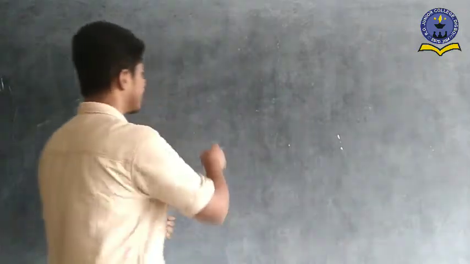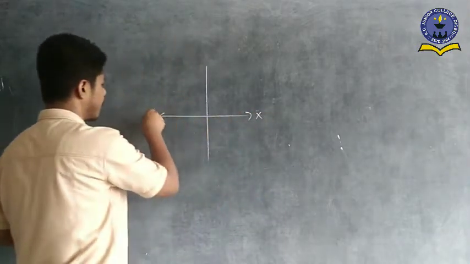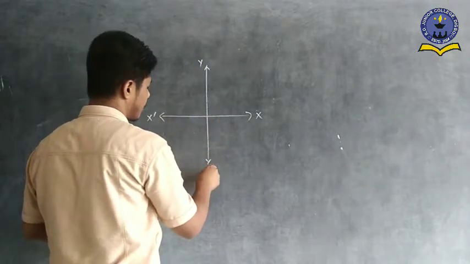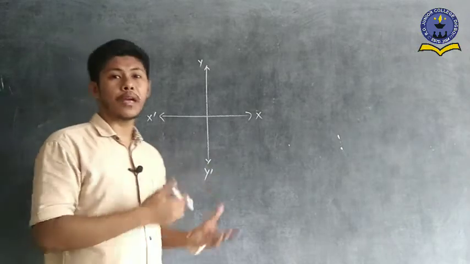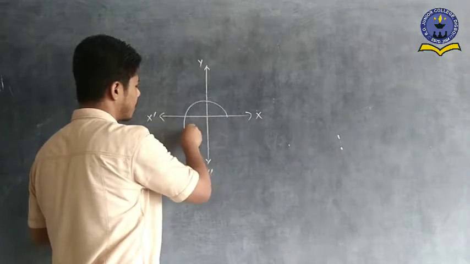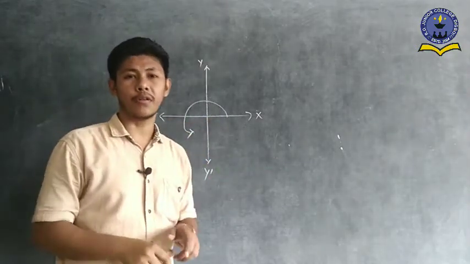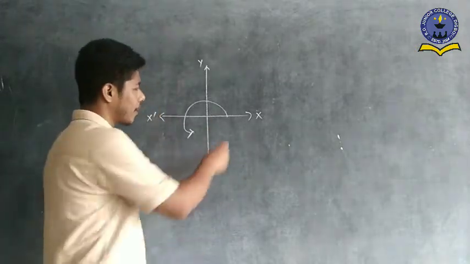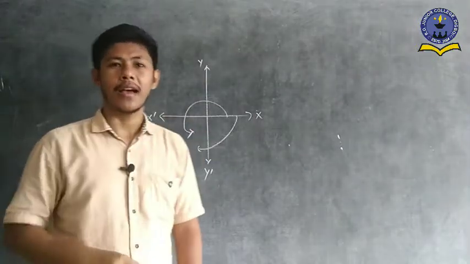If we consider an xy plane here, this one is x dash and here it is y dash. We already discussed this. Here we get two types of angles, isn't it? One is the positive angle, which we get in this direction, in the anti-clockwise direction. It is known as the positive angle. And the second one, we have to draw from the clockwise direction, and this one is what?